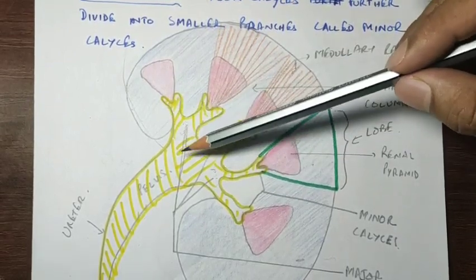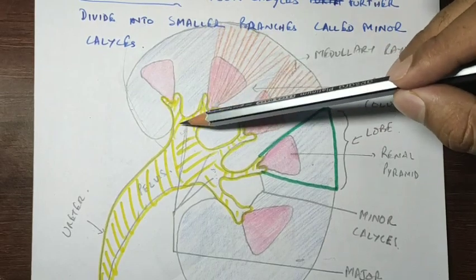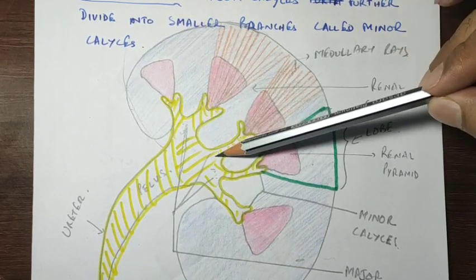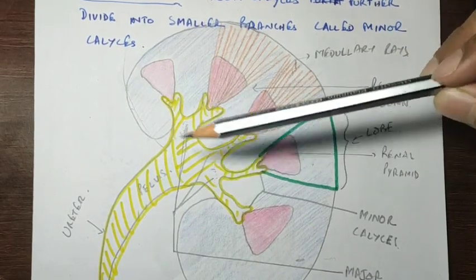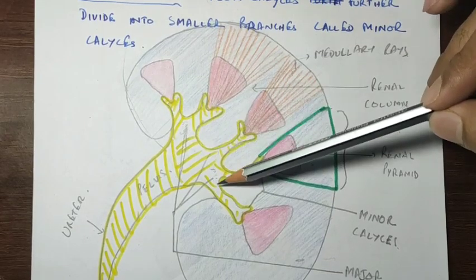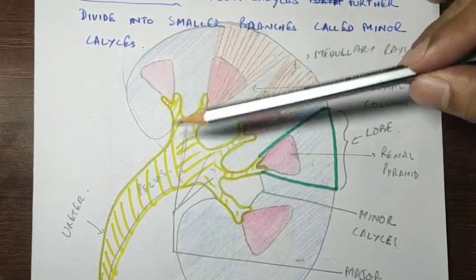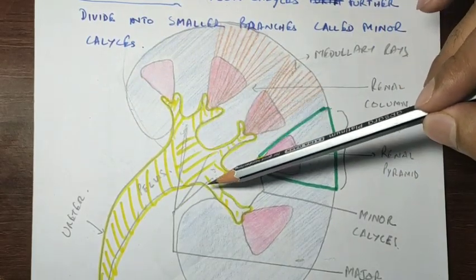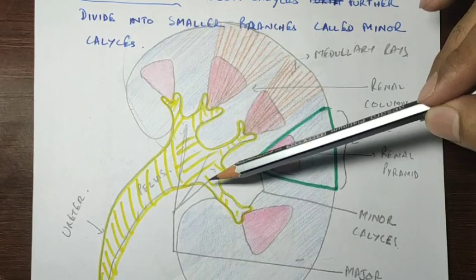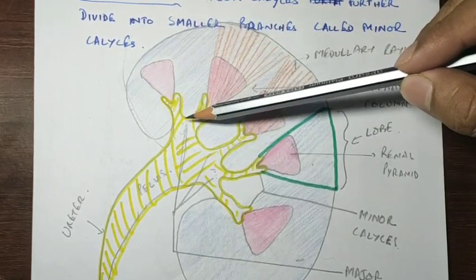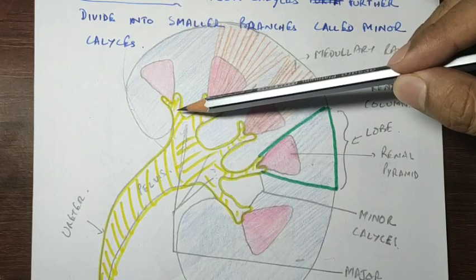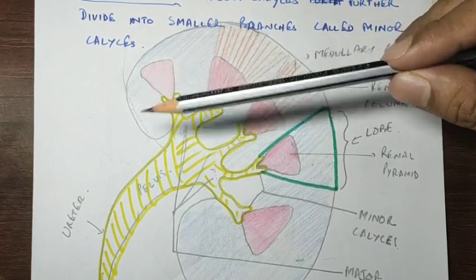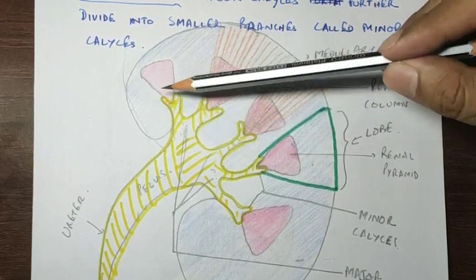Now this pelvis is divided into 2 or 3 large branches called the major calyx. So this is one major calyx, this is another major calyx, and this is another major calyx. So here we have drawn 3 major calyces. Calyx is the singular term and calyces is the plural term. So the pelvis will divide into 2 or 3 large branches called the major calyces. Now these major calyces will further divide into smaller branches called the minor calyces. Depending upon the branches, a kidney can have anywhere from 8 to 12 minor calyces.